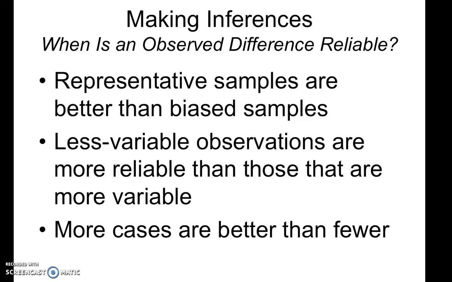Another thing we talk about is making inferences. When is an observed difference reliable? So, of course, representative samples are better than biased samples. Generalizations based on a few unrepresentative cases are very unreliable. So you can't make generalizations on a few unrepresentative cases. So the less variable the observations are, the more reliable than those that are more variable, of course.